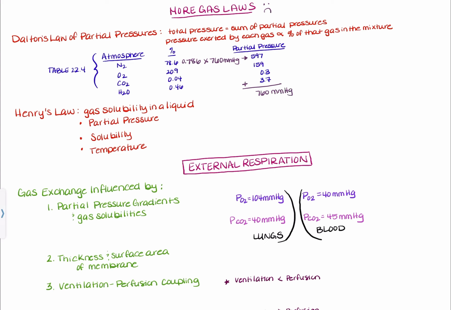So that's basically what Dalton's law is saying: that this total pressure is the sum of all these different partial pressures, and that the pressure exerted by each gas, so each one of these numbers, is found by how much of that gas is in the atmosphere or in whatever mixture we're talking about. So again, whatever percentage is there. We had 78.6%, and that's its partial pressure.